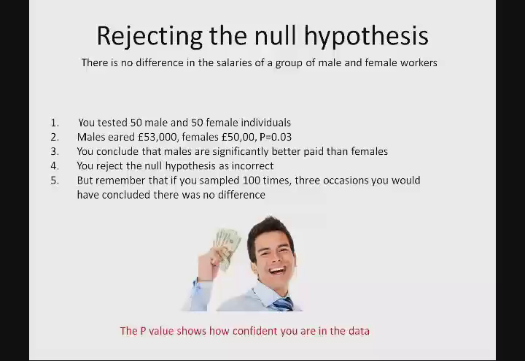If you sampled 100 times, or did this experiment 100 times, on 3 occasions you would not reject the null hypothesis, okay, because p is 0.03. 97 times out of 100 you would show there was a difference. 3 times out of 100 you would show that there wasn't. So that's how confident you are in the data, and that's how much you can stand up and be confident in it in front of other people. 3 times out of 100 this result would be wrong.